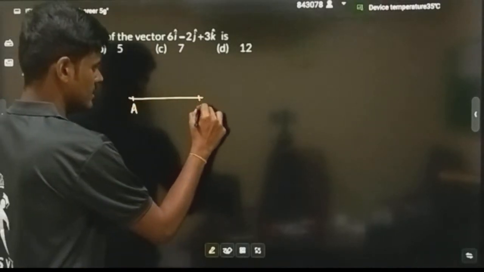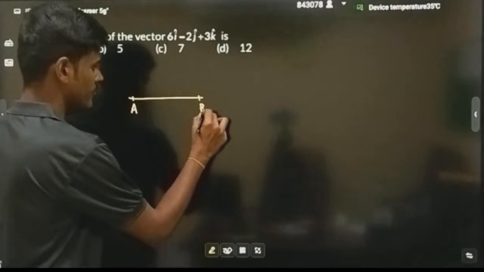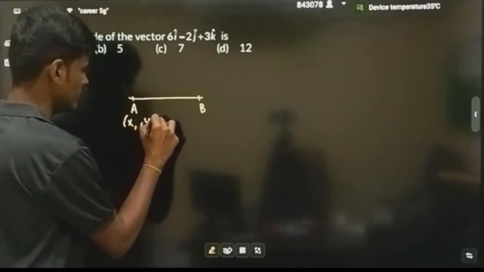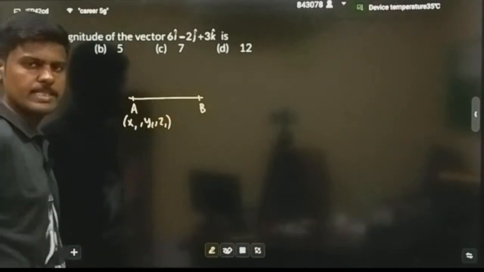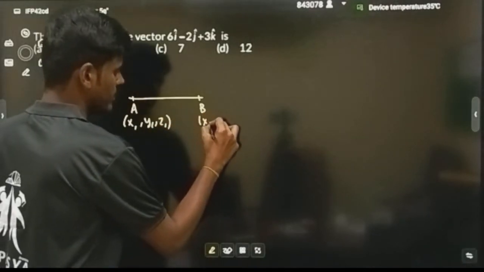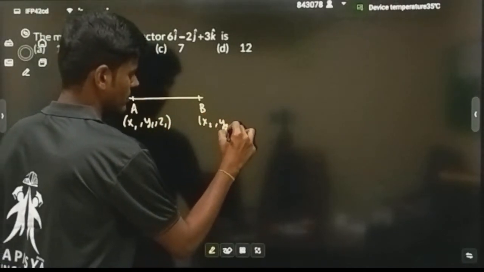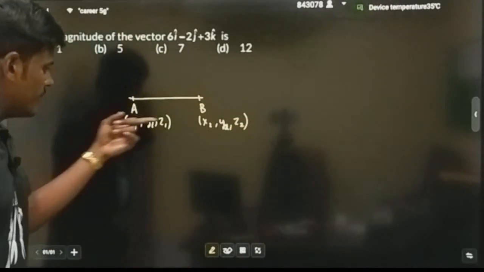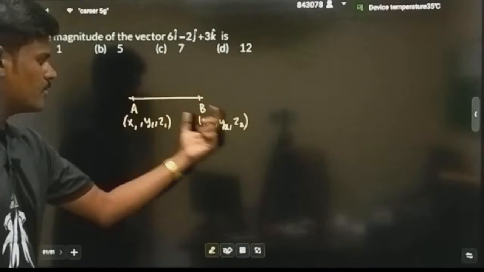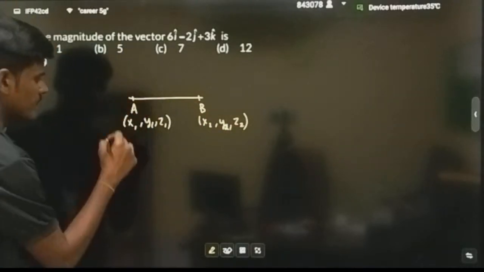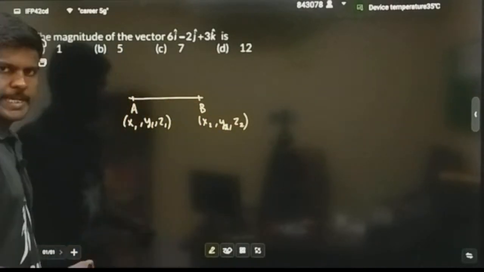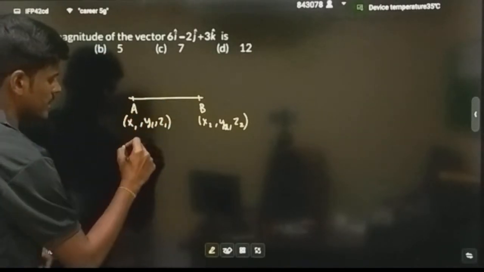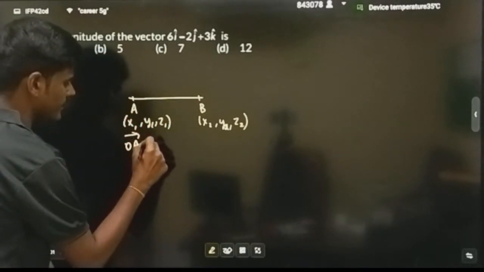Let's take the points A and B, for example, any two random points. x1, y1, z1 and x2, y2, z2 are the two position vectors. When I write it like this, it means the position of point A is this one. With respect to what? Origin, obviously.